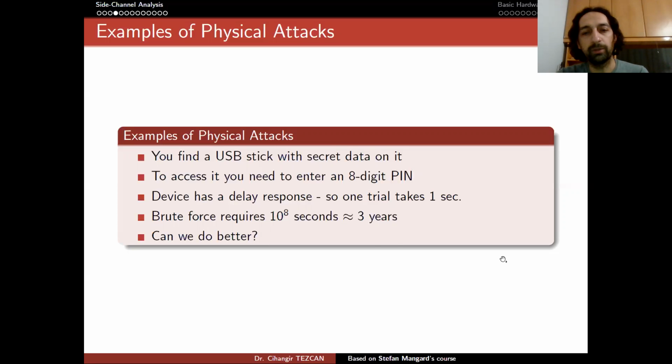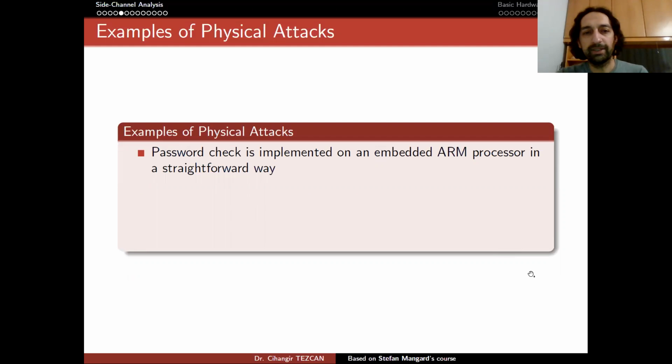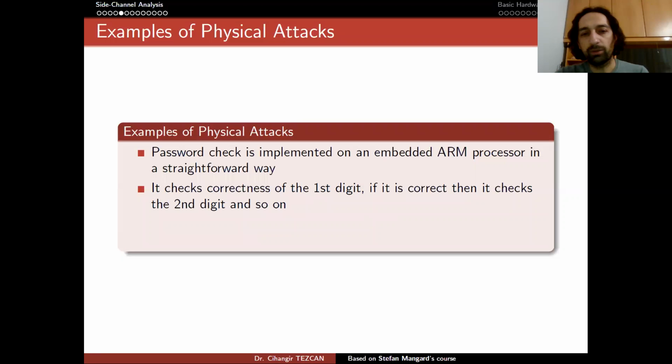So what can we do? That was our question. And we said that since we cannot break the algorithm itself, we are going to break the implementation. First we assume that it is implemented in a naive way. Assume that the password check is implemented on an embedded ARM processor in a straightforward way. It checks the correctness of the first digit. If it is correct, then it checks the second digit, and so on.